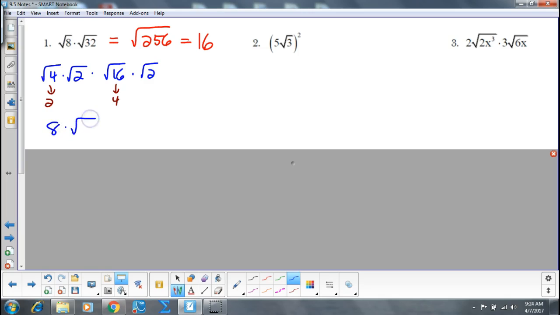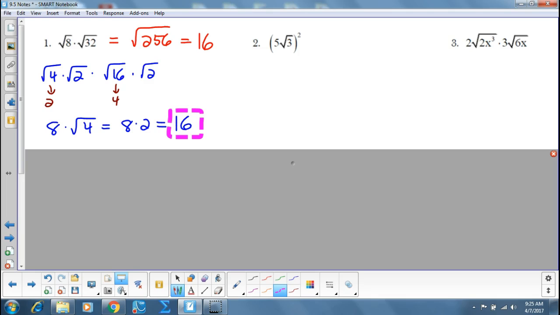So this becomes 8 times the square root of 4. What's the square root of 4? What's 8 times 2? 16. It might be a little longer to simplify first, but your numbers are smaller and more recognizable. You know what I mean?